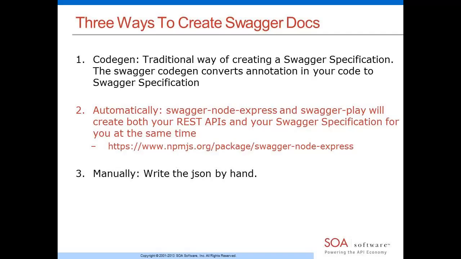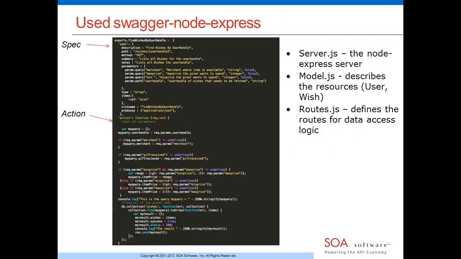The second way, which is the way I did it because it seemed a lot more fun, and it was actually quite easy, is I use the Swagger Node Express, and it basically embedded the Swagger info documentation in my server. So here's the Swagger Node Express. I'm using Sublime. It's really cool.